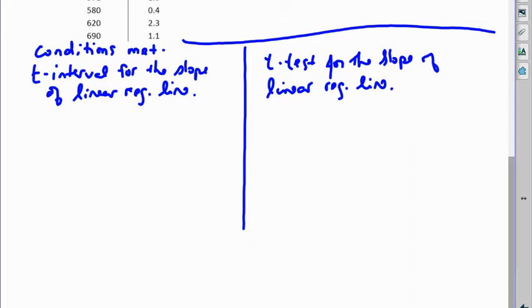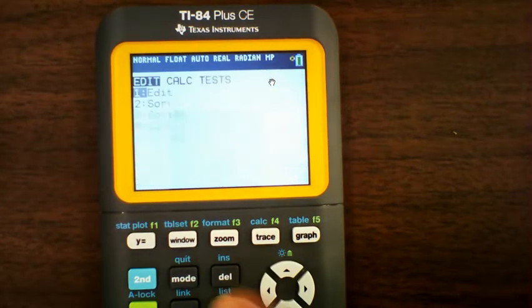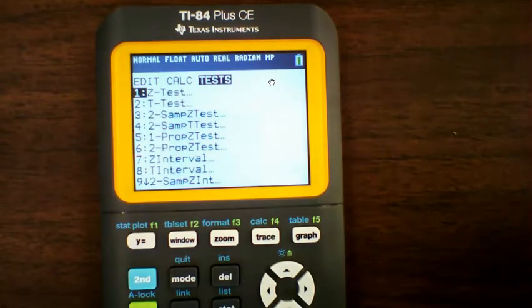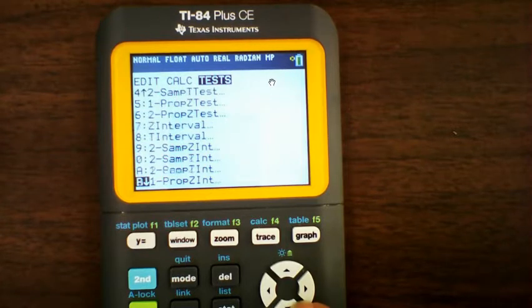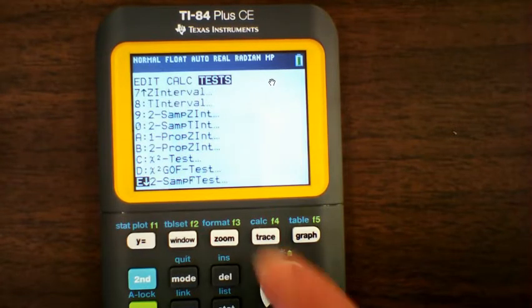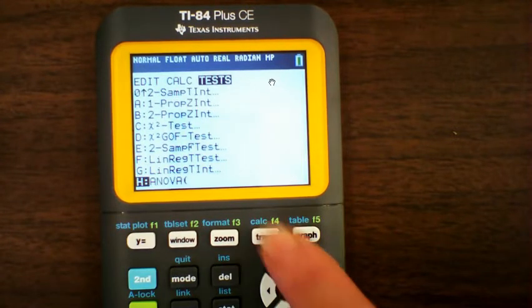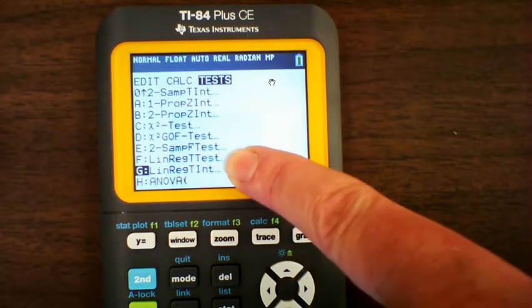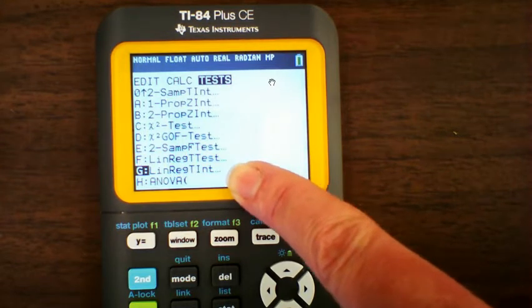So going to the calculator, and I already have the data in the calculator. So now what I'm going to do is I'm going to go to stat, tests. Because I was able to identify the name of this test, that helps me scroll all the way down, and you have to go down a ways past those goodness of fits, way down. Look at how far down you have to go. There is a linear regression t-test. There is a linear regression t-interval.